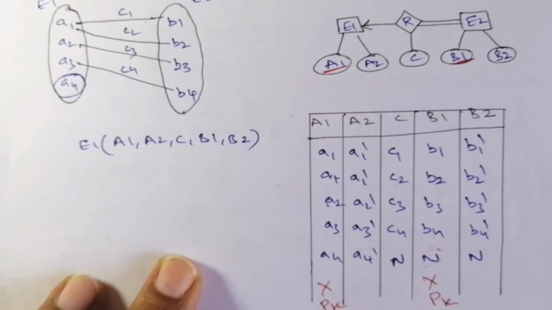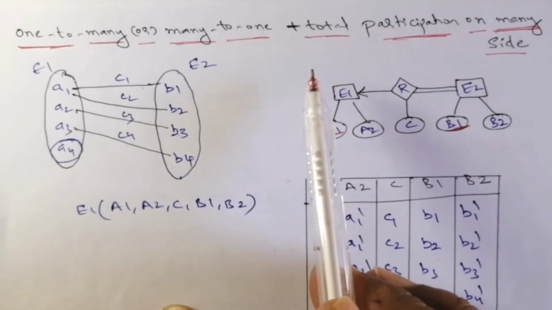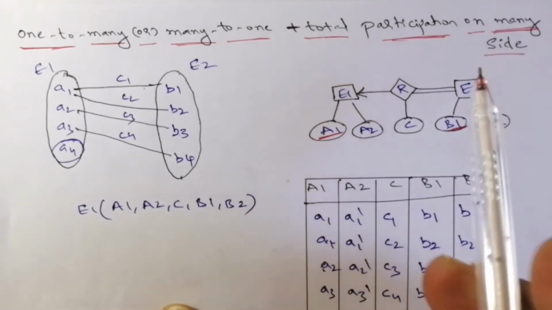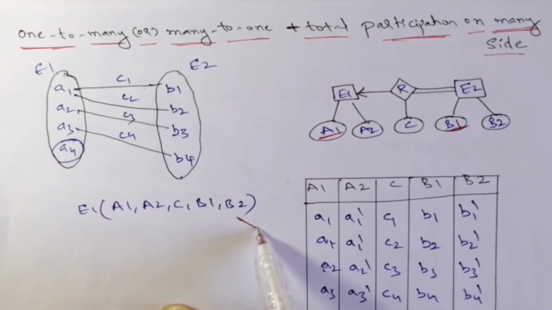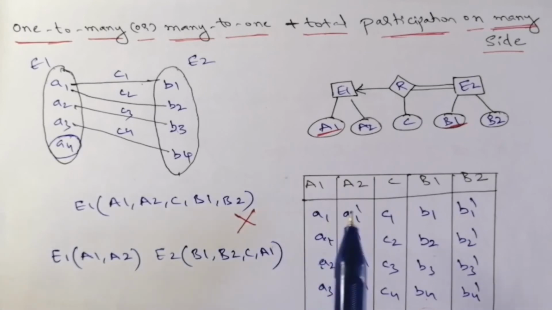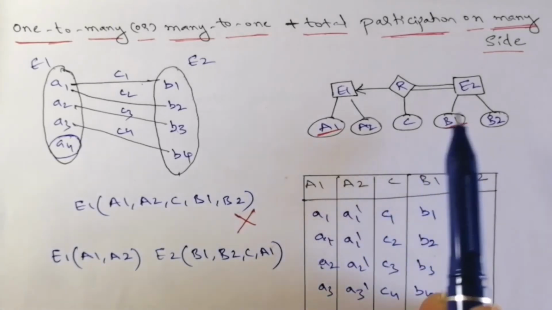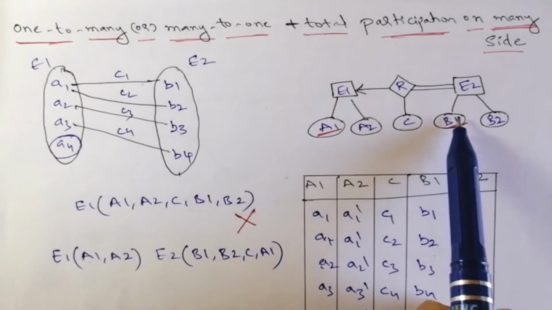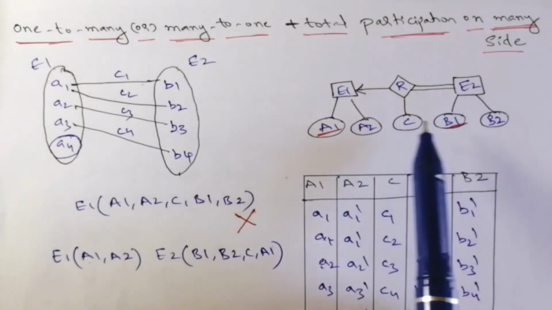That is, when it is one to many or many to one plus total participation on the many side, then one relation is not sufficient. So let us check for another possibility. In the previous example we have observed that always the many side will be observed. So based on that we have taken another possibility, A1, A2 and E2, that is the many side. This is the many side observed: B1, B2, A1 and C.